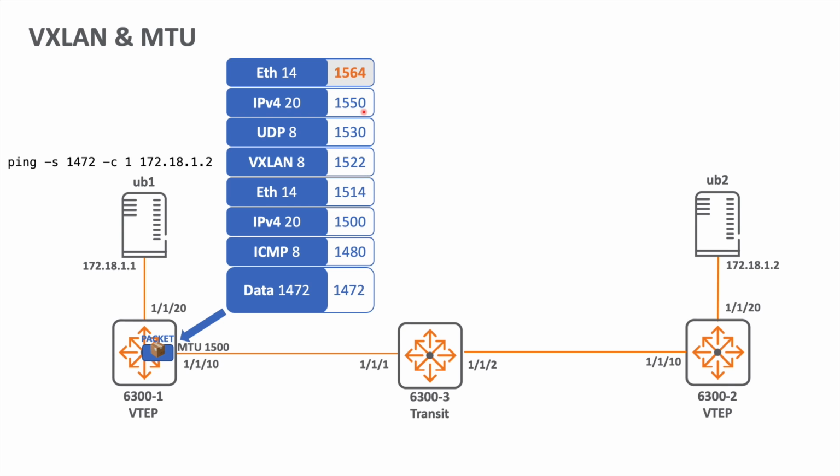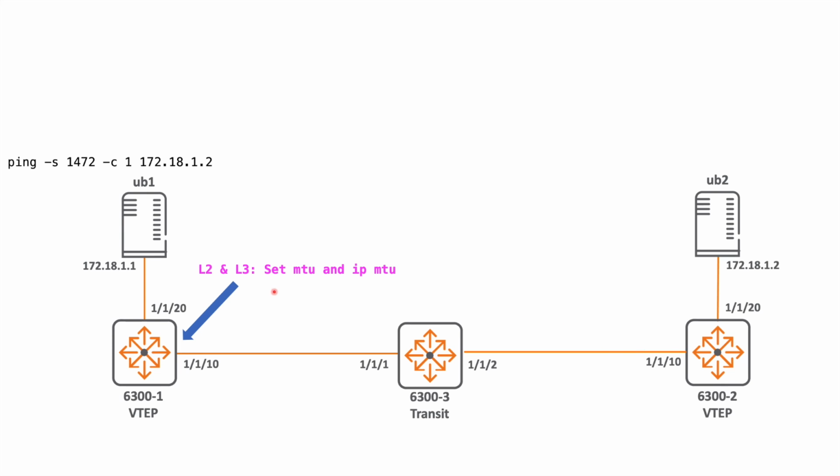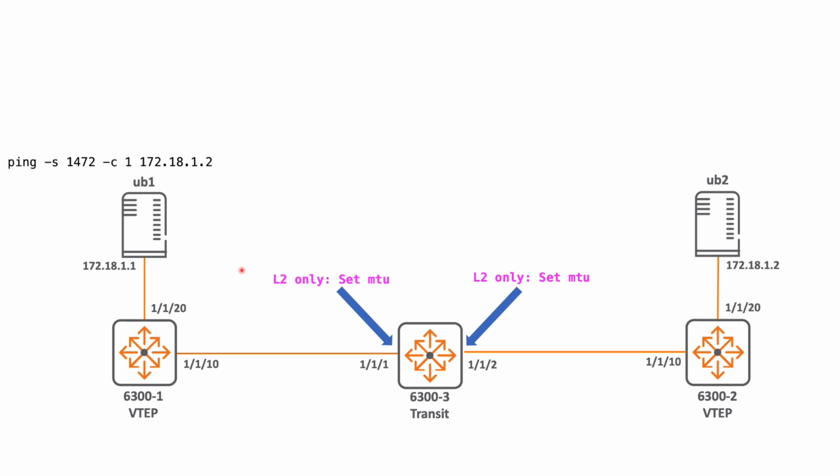So what we're going to do in the lab is configure this underlay network to allow this previous maximum to flow. This is quite interesting because we've got these two VTEPs, which have two settings: the MTU and the IP MTU. So layer 2 and layer 3 interfaces need to be incremented. I'm going to put it up to 1600, and the same over on the second VTEP. But for the transit switch, because it's just layer 2, we can just set the MTU, not the IP MTU.